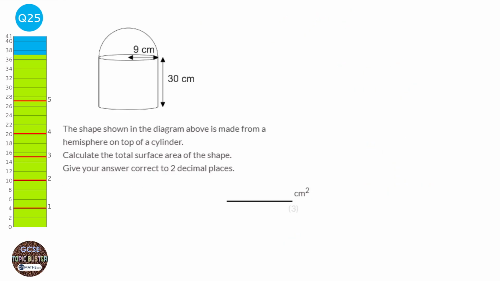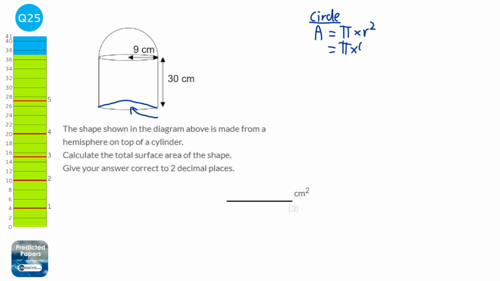So there are 3 parts that we need to find the area of. We're going to start with the easiest bit first, this circle at the bottom here. So the circle area is just going to be pi times r squared, and the radius is given to us at the top, which is 9, so it's just going to be pi times 9 squared, and that would be 254.469 and so on. Or we could leave it as 81 pi.